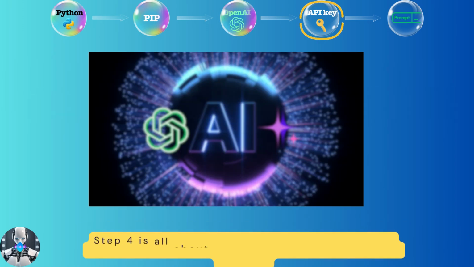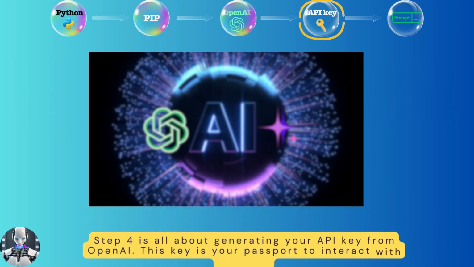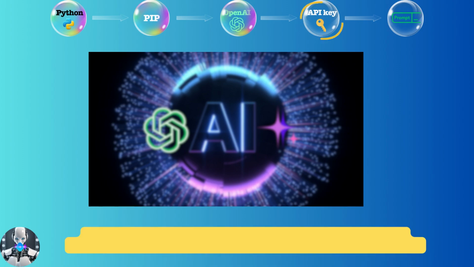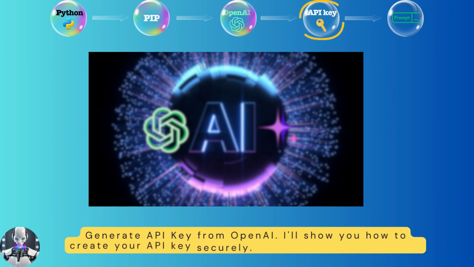Step 4 is all about generating your API key from OpenAI. This key is your passport to interact with ChatGPT. Generate API key from OpenAI. I'll show you how to create your API key securely. Remember to keep it safe.